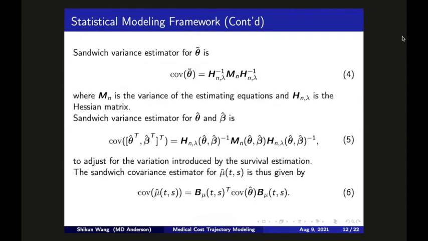The robust estimator for theta tilde is given by this equation 4. In the estimation with equation 2, the survival distribution needs to be replaced by its estimator. While this plug-in approach does not affect the consistency of the point estimator, rigorous variance estimation requires properly accounting for the sampling variability from the estimated survival distribution. For this purpose, we use the following sandwich variance formula for both theta and beta.